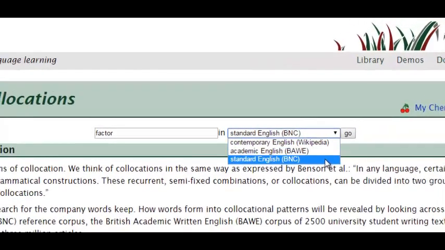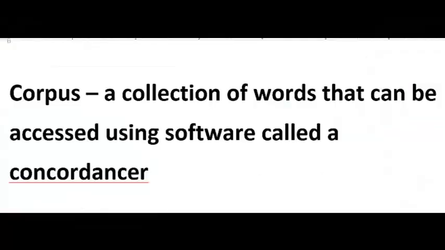Now what these are corpuses. Now a corpus is really a collection of words and texts that can be accessed using software called a concordancer. So there are many online concordances that you can use to have a closer look at the patterns in different types of text. So for example, a corpus could be a corpus of texts from law, or it could be a corpus of texts from speeches, speaking. And each of these different types of written and spoken texts have their own patterns and their own high frequencies of words that they use.